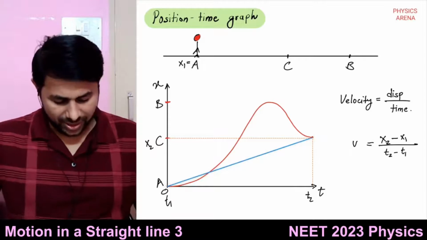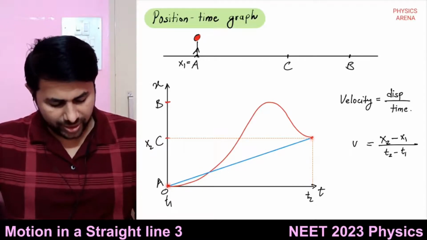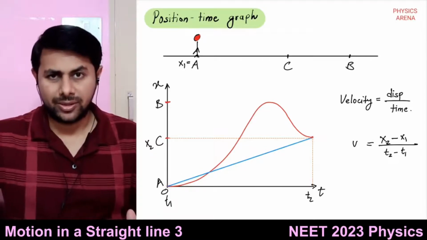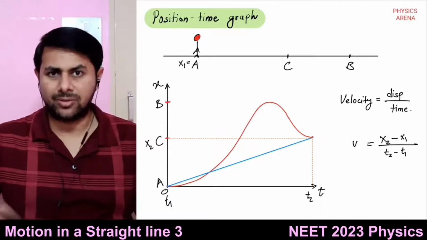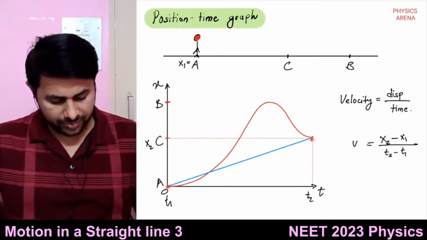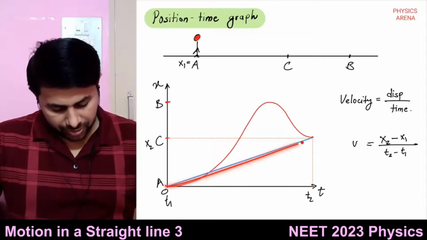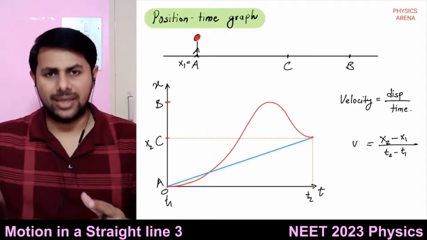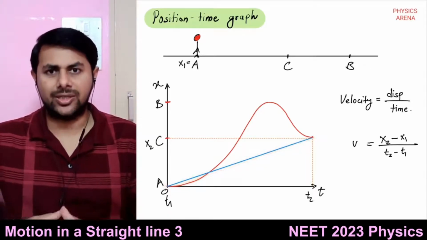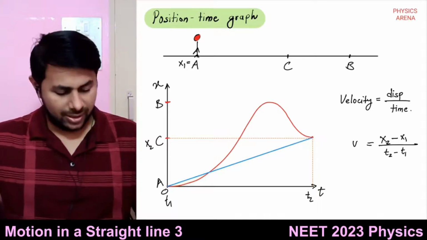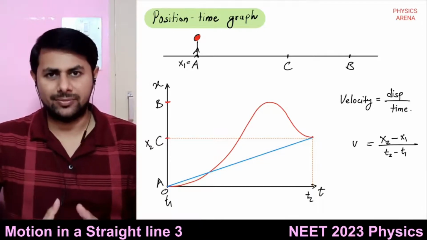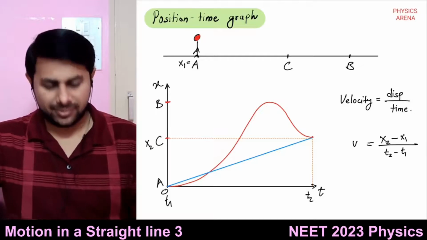Which line? If I pick the start point and the end point of the motion on this graph and join those two points, I will get a straight line. Then my average velocity in that time interval will be the slope of that line. So what is the slope of a line?